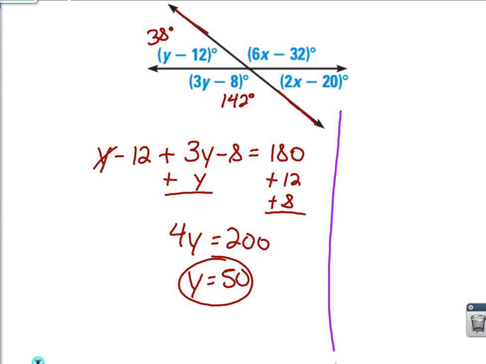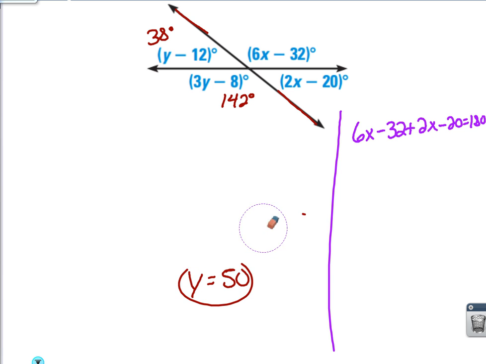In order to find what x is, that was y. In order to find out what x is, I could say 6x minus 32 plus 2x minus 20 equals 180. I can do the same thing, but I don't have to. Can anybody tell me another way that I could actually solve for x? A simpler equation, a cleaner equation. Anybody come up with it yet? What's a simpler equation I can use? There's actually two different ones that you can.